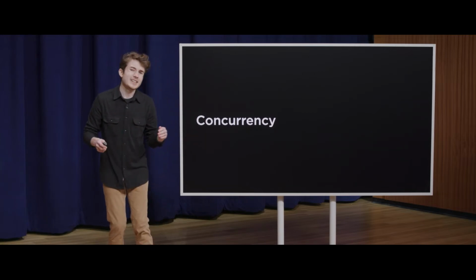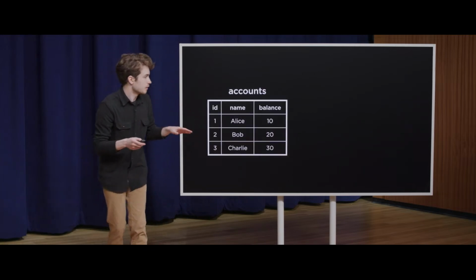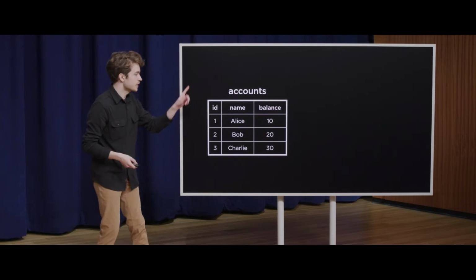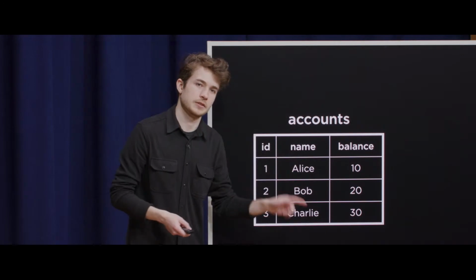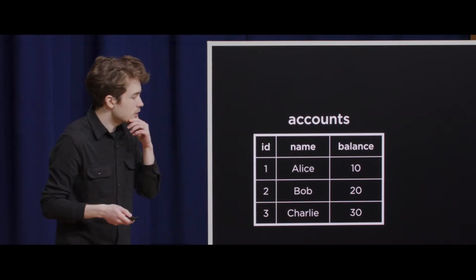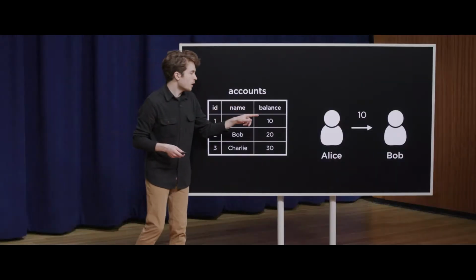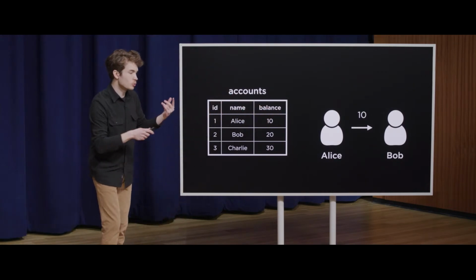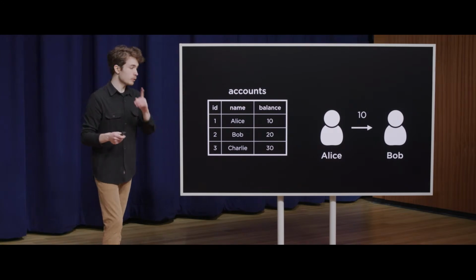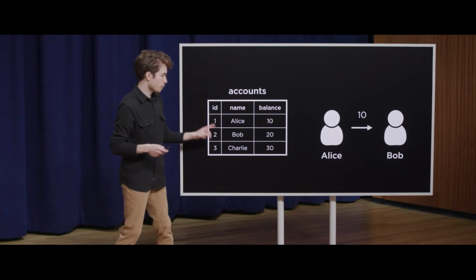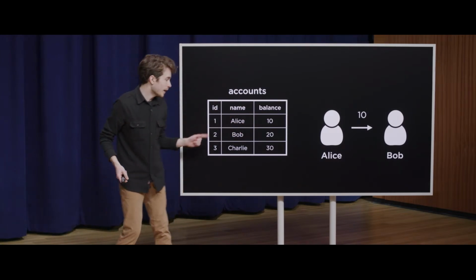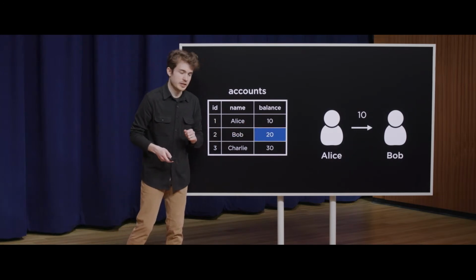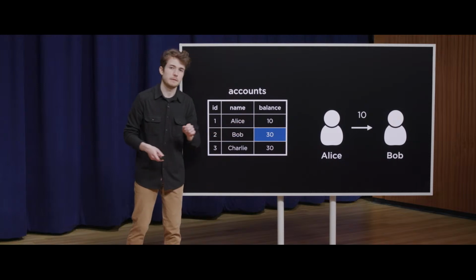So let's see one example here of a bank. Let's say here I have a table of accounts, and each account has a name and some balance to it. Well, we decide here that maybe Alice wants to pay Bob $10. So what should I do to update the balances here? Maybe the first thing I should do is make sure that Bob receives that money. I could update Bob's account to have a balance not of 20, but of 30 now, from 20 to 30.